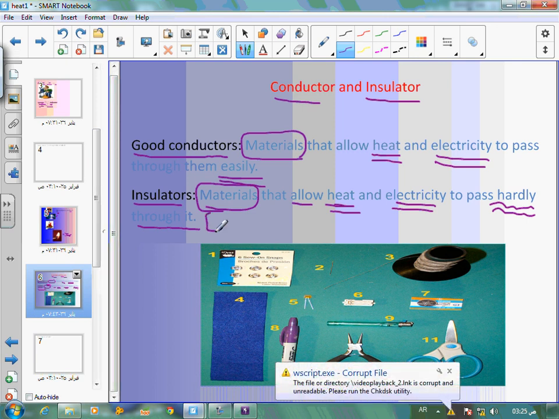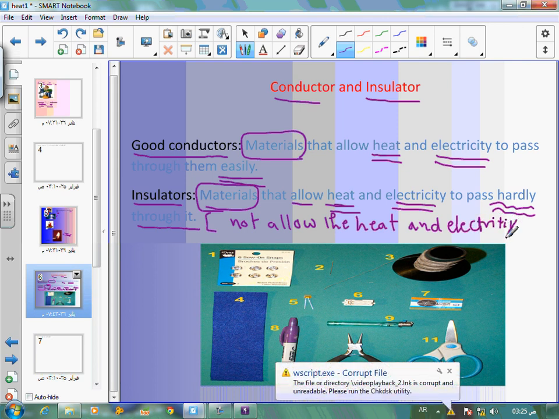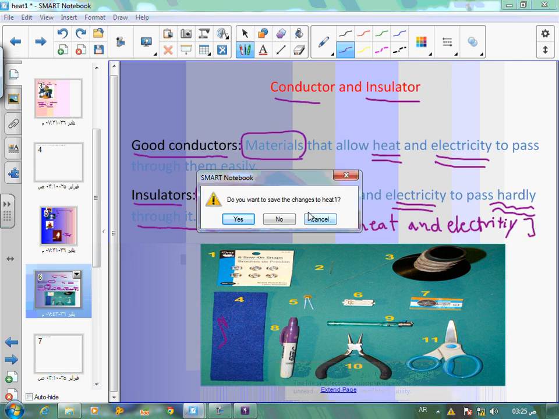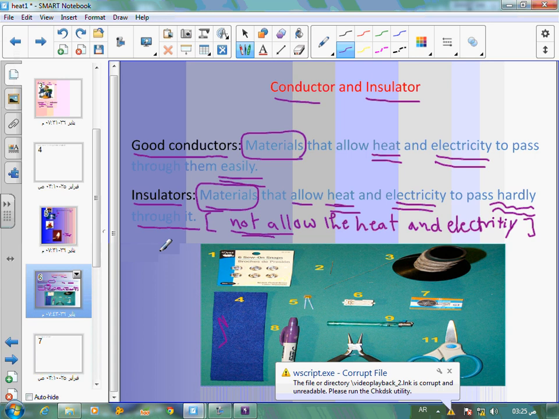Another definition: it does not allow heat and electricity, or allows them hardly through it. They move hardly or do not pass. In this picture there are many examples of conductors and insulators. Which of them is a conductor and which is an insulator?